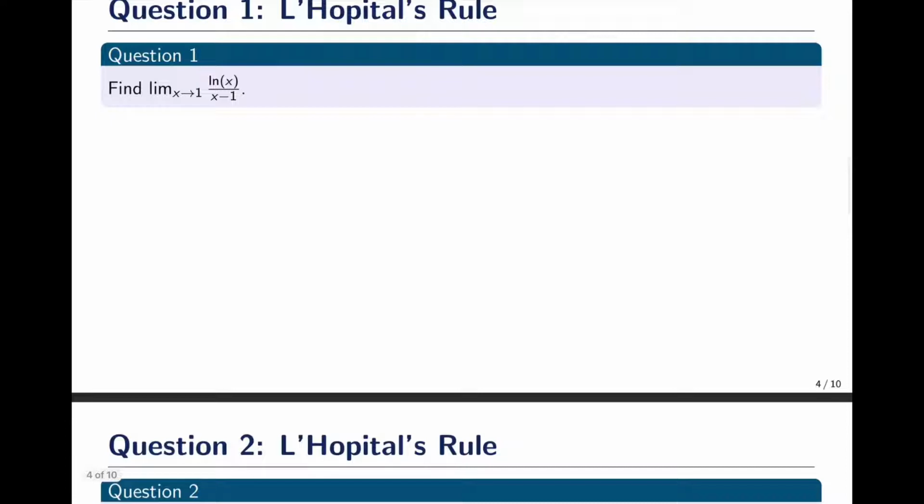All right, so let's see how we'll do that. I'm finding the limit as x goes to 1 of the natural log of x over x minus 1. Now that I've checked to make sure the assumptions of L'Hopital's rule hold, really it's just going to be an exercise in taking derivatives.